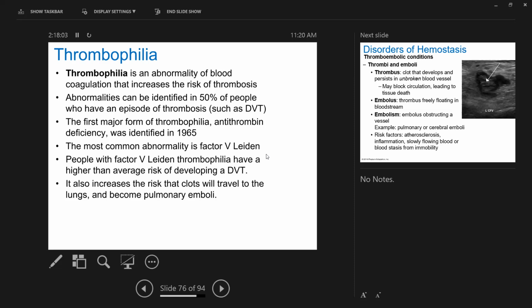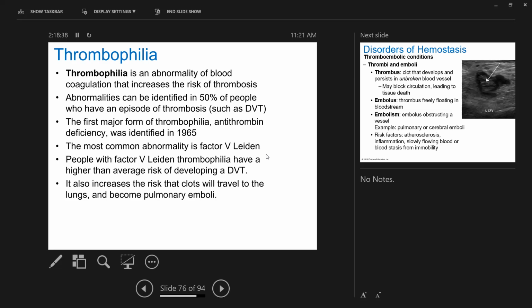The factors that make people more prone to clotting, the work didn't start until the 1960s. The first one that was identified was a clotting factor known as factor V Leiden. That is probably the most common of the clotting factors. These are genetically inherited. You have to have the recessive traits to have this, so it's an inherited thing. It's not something you acquire.